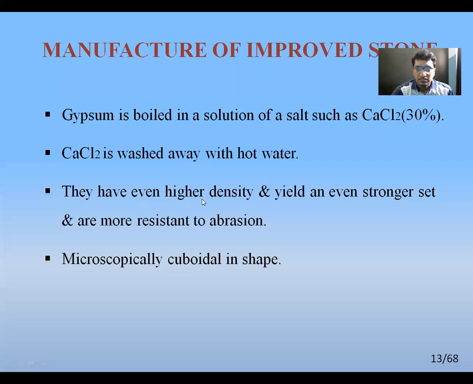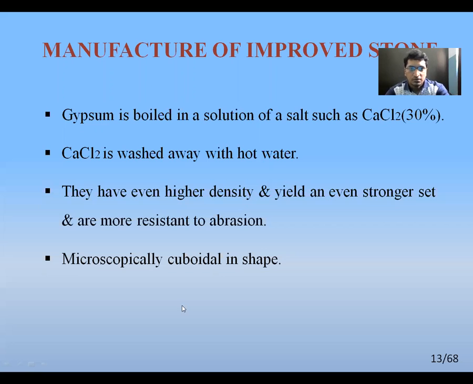They have higher strength, higher density and more resistance to abrasion than your dental stone and dental plaster. So the improved stone or die stone is stronger than your dental stone and dental plaster, and it is more resistant than your dental stone and dental plaster. That's why it is known as improved stone, because more calcium chloride is added in the solution. The more calcium chloride, the stronger the material is.